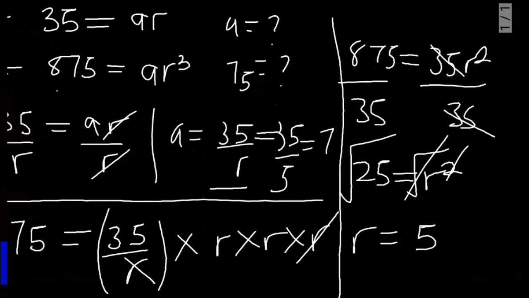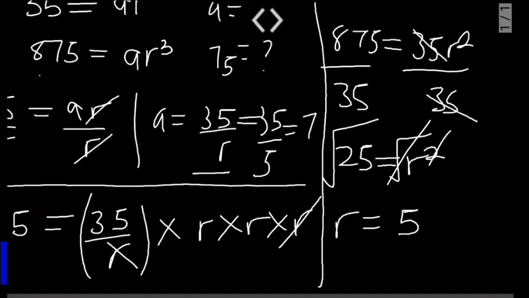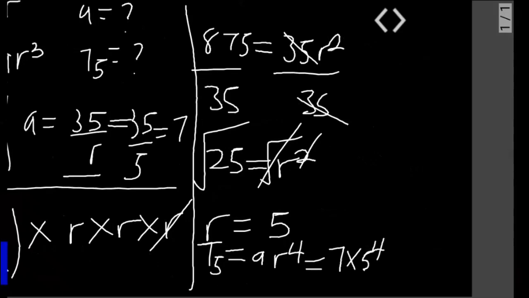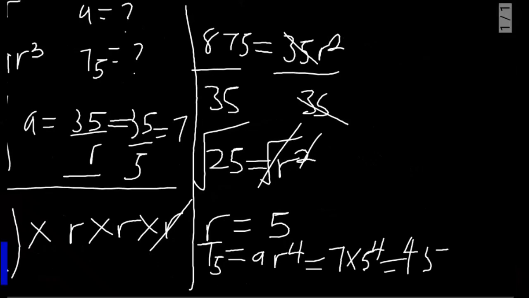The second part of the question says find the fifth term. So the fifth term is equal to a times r raised to the power of 4, and this is 7 times 5 raised to the power of 4. 5 raised to the power of 4 is 625. 625 multiplied by 7, we have 4,375. So this is our fifth term.